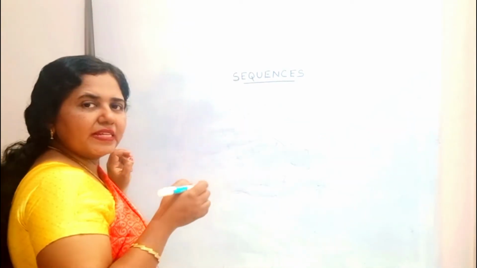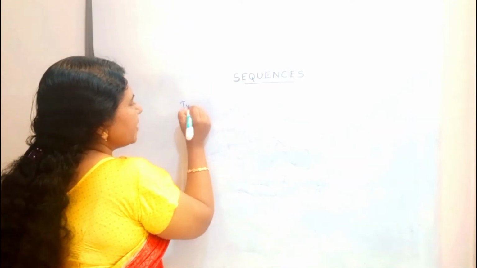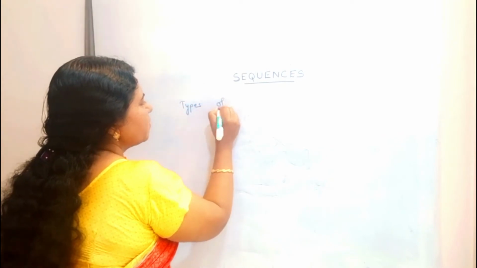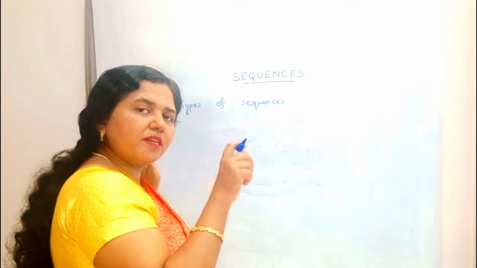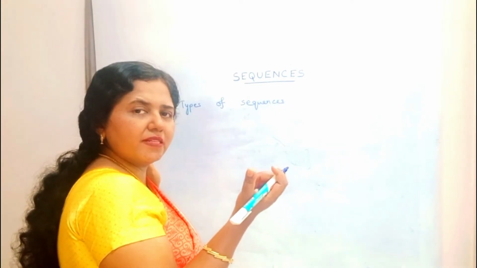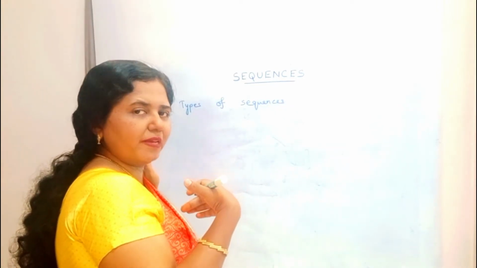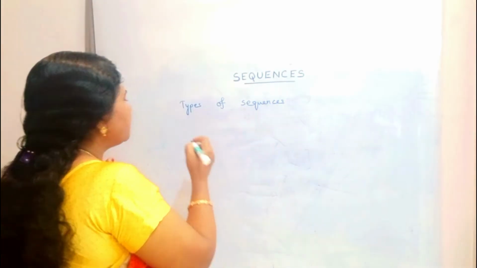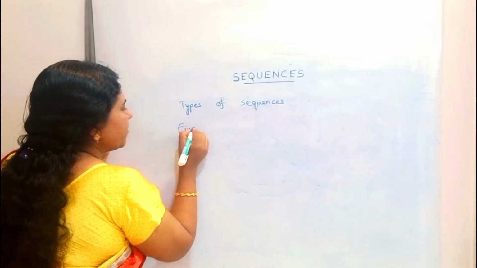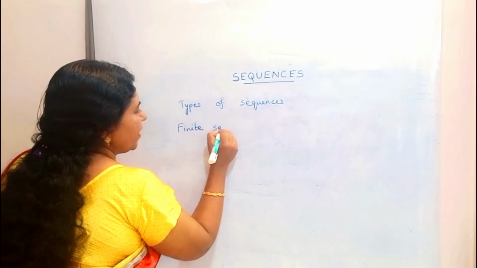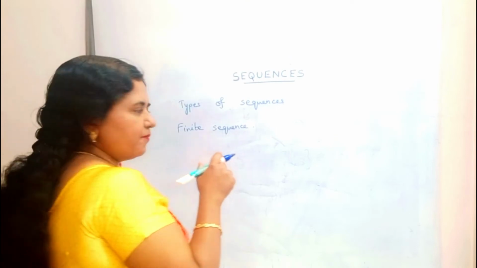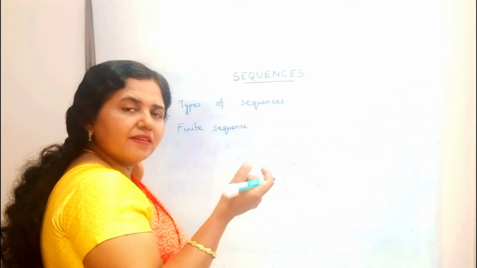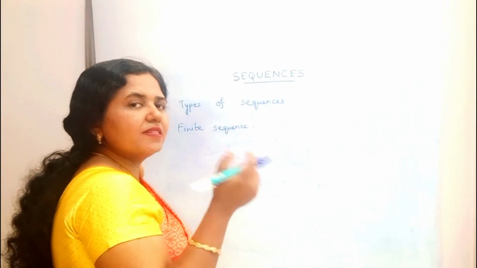Next we can see the types of sequences. Based upon the number of terms present in the sequence, we have 2 types of sequences. The first one is the finite sequence. A finite sequence is a sequence where the number of terms is finite.